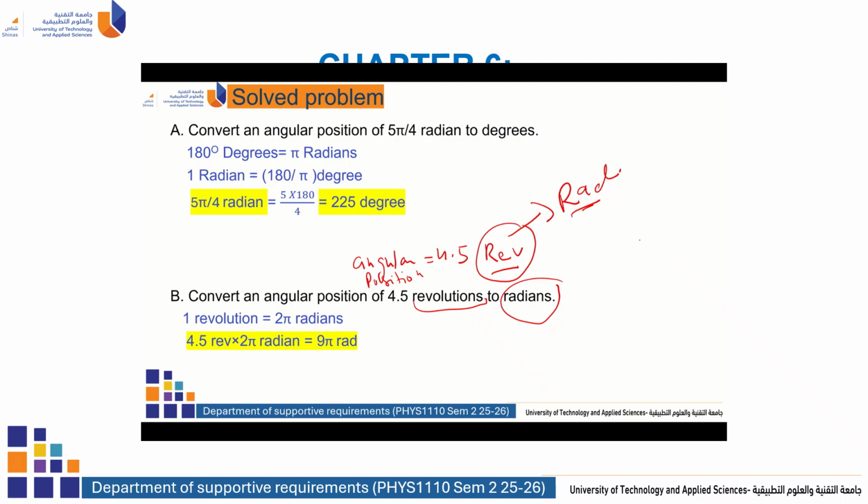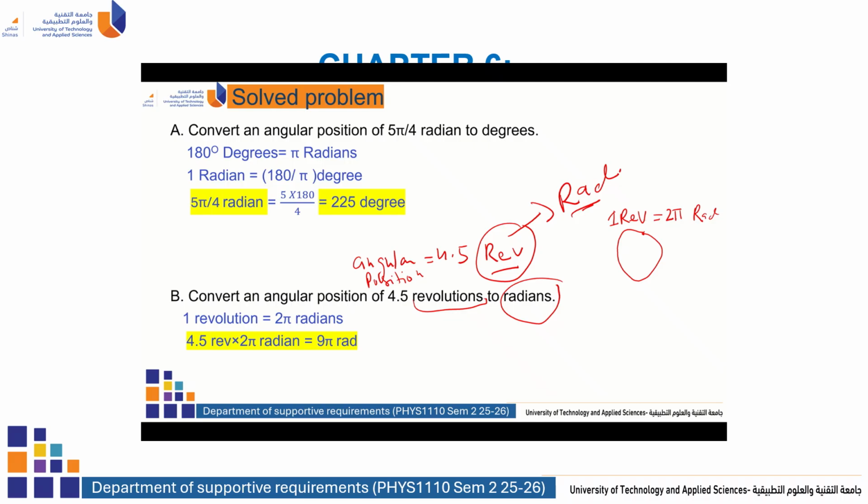If I start from here and then go to the same point in the circle, I completed one revolution. This is also the same as 360 degrees. This is the same as 2 pi radians, so both are the same. One revolution is equal to 2 pi radians.